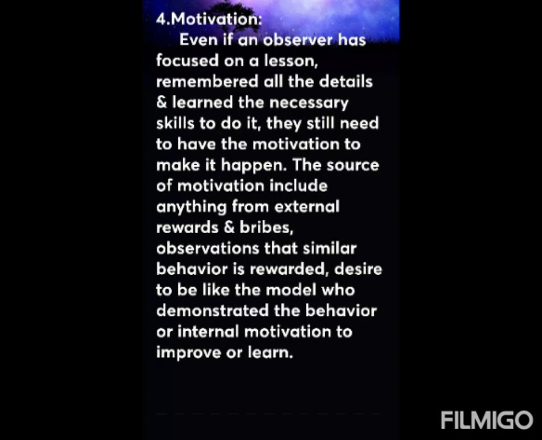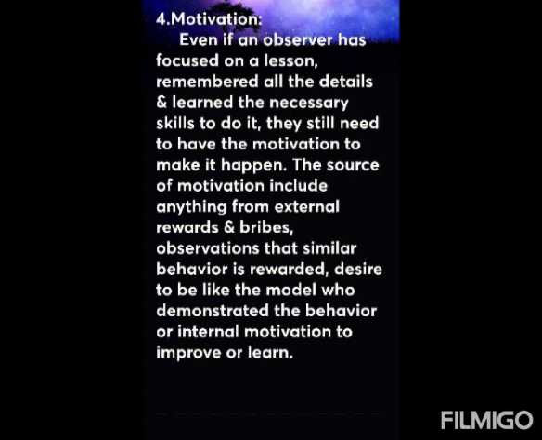And the fourth one is the motivational process, that is motivation. Even if an observer has focused on a lesson, remembered all the details and learned the necessary skills to do it, they still need to have the motivation to make it happen. The sources of motivation include anything from external rewards and bribes, observation that similar behavior is rewarded, desire to be like the model who demonstrates the behavior, or internal motivation to improve or learn. In the motivational process, one is unlikely to reproduce an observed response unless motivated to do so. So we have to give motivation.